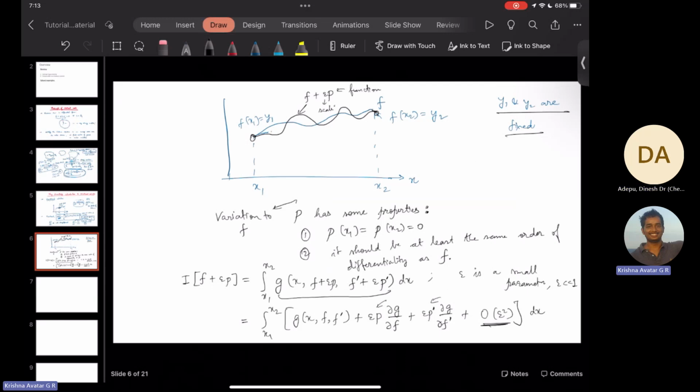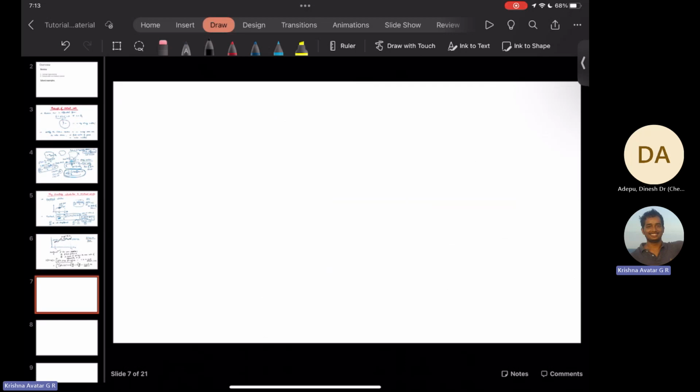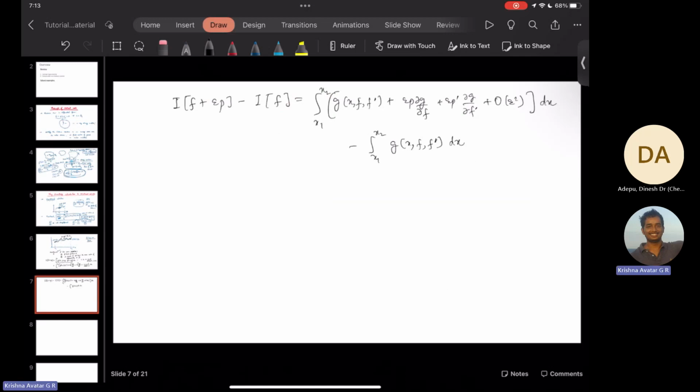Now what we can do is let's do I of f plus epsilon p minus I of f, it's just f here, is equal to the integral from x1 to x2 of g of x, f and f prime, plus epsilon p partial g by partial f plus epsilon p prime partial g by partial f prime plus order of epsilon squared, dx, minus the integral from x1 to x2 of g of x, f, f prime, into dx, isn't it?